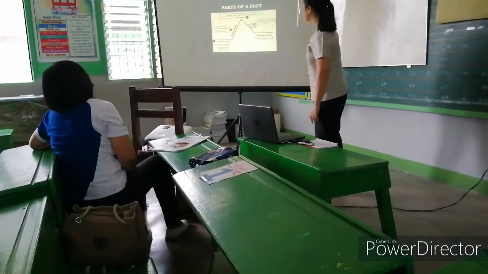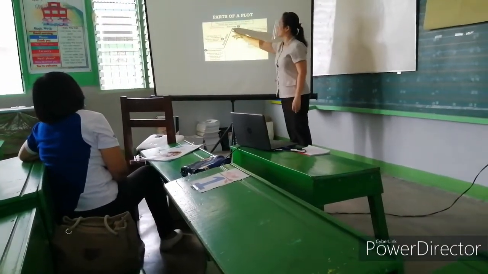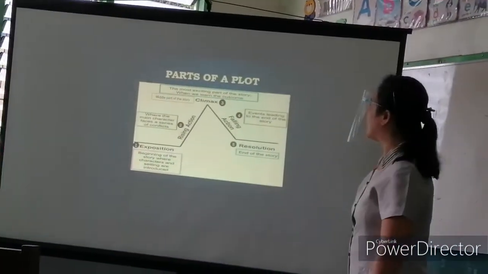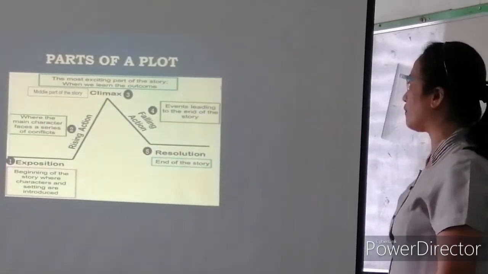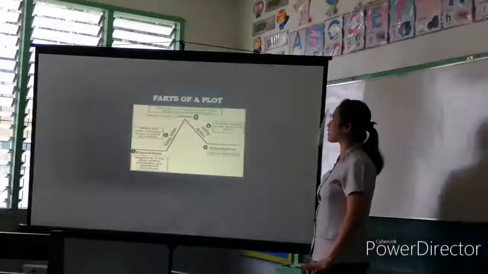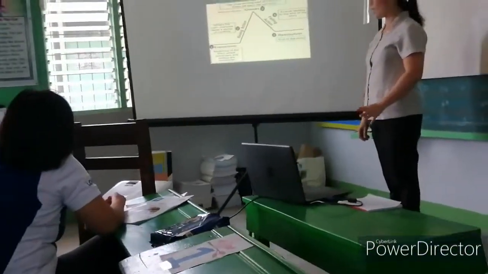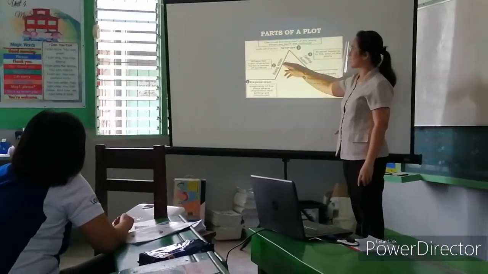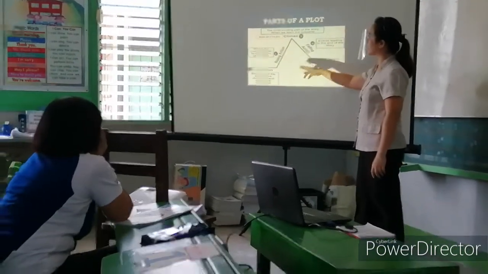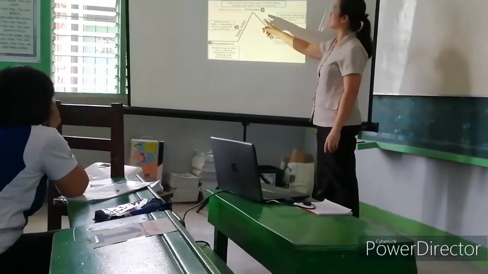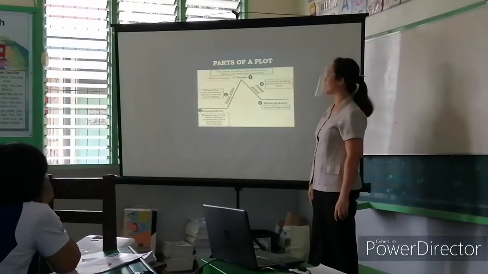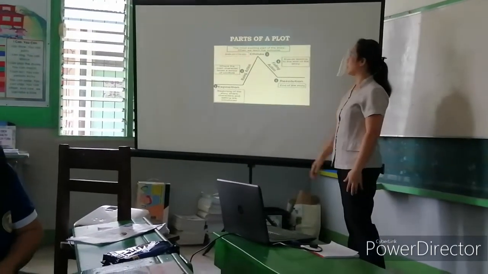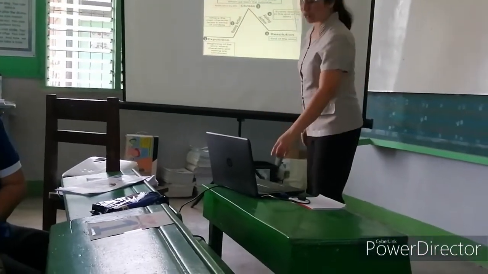Number four, from the climax the line is going down, and we call this the falling action of the story. And the last one, the resolution or the end of the story. So those are the things that we should remember about the parts of the plot. The exposition, which is the beginning, and then the rising action, where there is a series of conflicts. Climax, which is the middle part of the story, the most exciting part. Four, the falling action, leading to the end of the story. And number five, resolution, which is the end of the story.